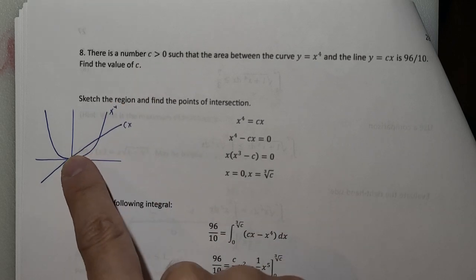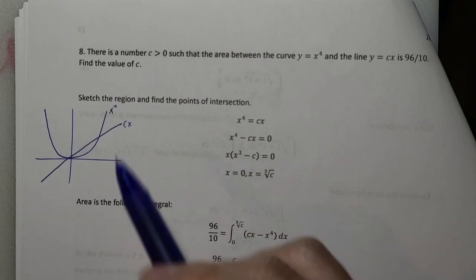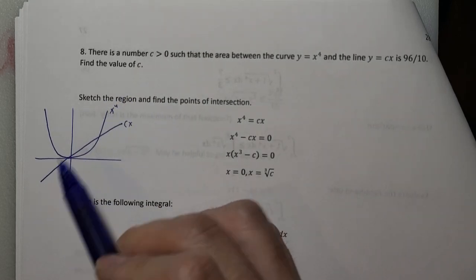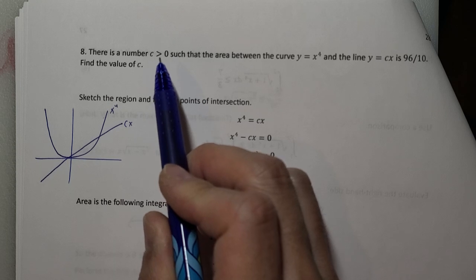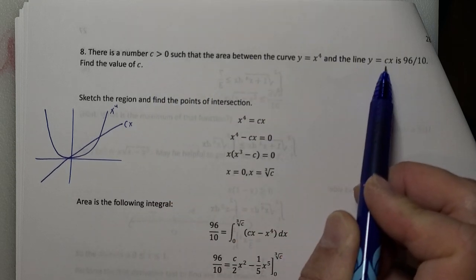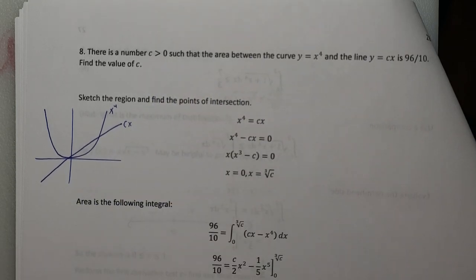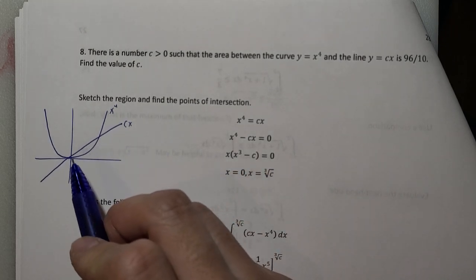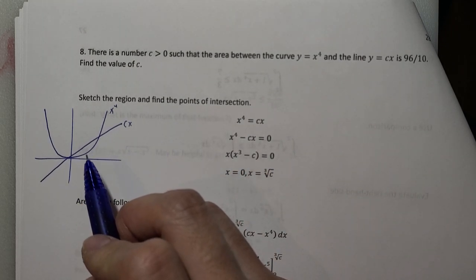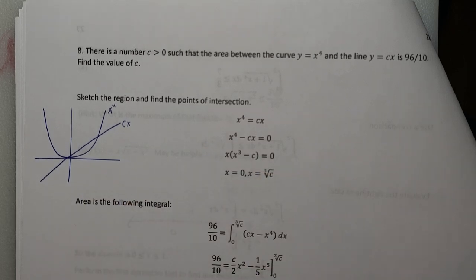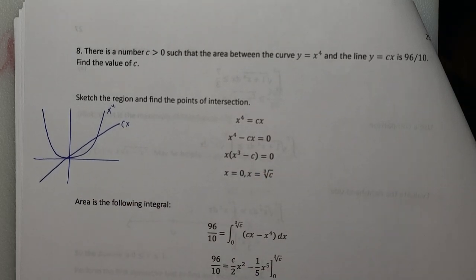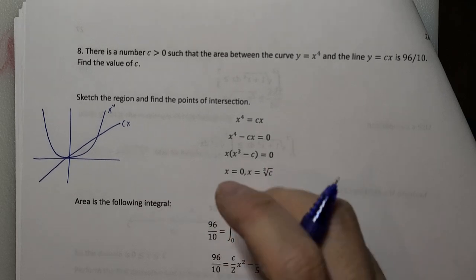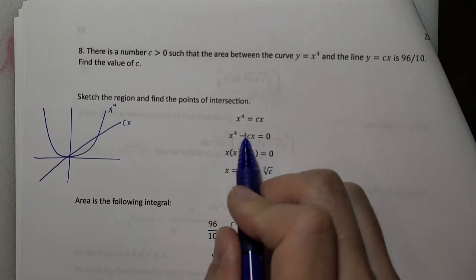So let's sketch it. X to the 4th looks really close to a parabola, right? Looks just like it. And it says c is greater than 0, so it's going to be a linear line with positive slope. It looks something like that. Okay, let's find the points of intersection. Because area is upper curve minus lower curve, that's easy, but we need the limits. To get the limits, we need the points of intersection, is what I'm trying to say.